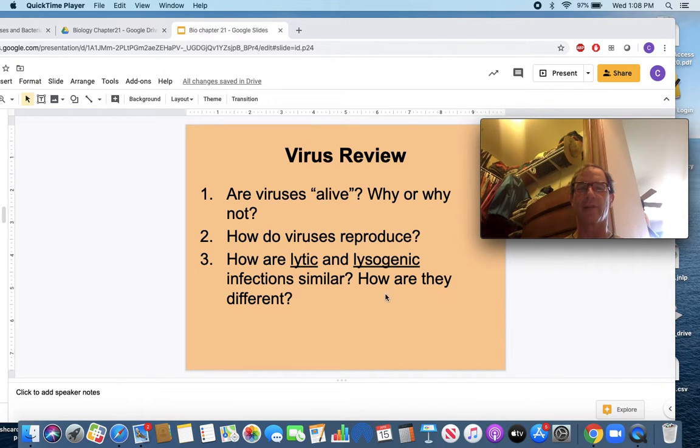How are lytic and lysogenic infections similar, and how are they different? Besides the fact that they both start with an L, both of them involve a virus putting its genetic material into the cell and taking over the host cell and eventually killing it. The big difference is lysogenic: the virus will stay dormant or kind of hide in the host cell's DNA for a while and oftentimes not show any symptoms, whereas lytic is when it takes it over and eventually kills it.